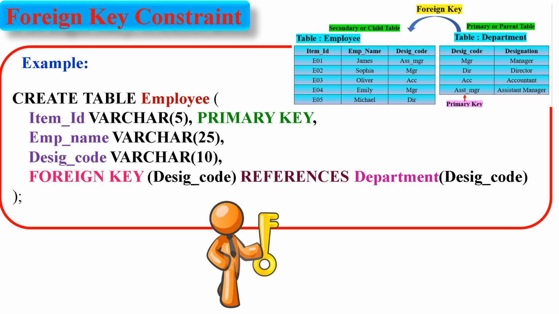This establishes a relationship where the values in the dsig_code column of the employee table must exist in the dsig_code column of the department table, which enforces referential integrity. In other words, you can't insert values in the employee table's dsig_code column that do not exist in the department table's dsig_code column. Make sure you have created the department table with the dsig_code as the primary key before running this SQL statement.